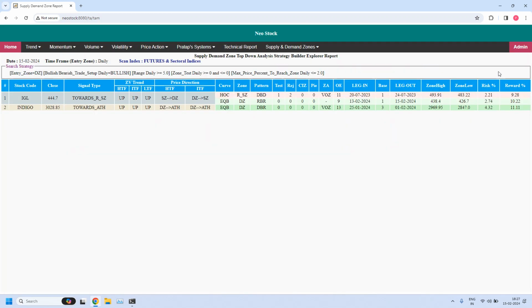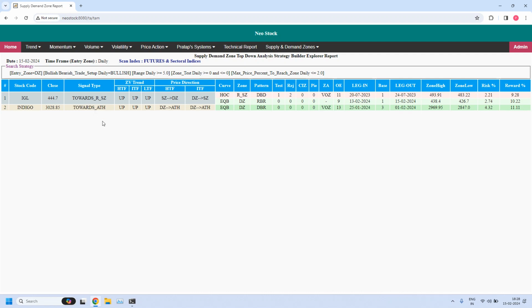Now let us filter again. Now two stocks are filtered. IGL and Indigo, they are within 2% to the demand zone. But look into the LTF price direction. Signal type indicates LTF price direction. Currently, they are moving from LTF demand zone to LTF supply zone, IGL. And Indigo is moving from LTF demand zone to all-time high.